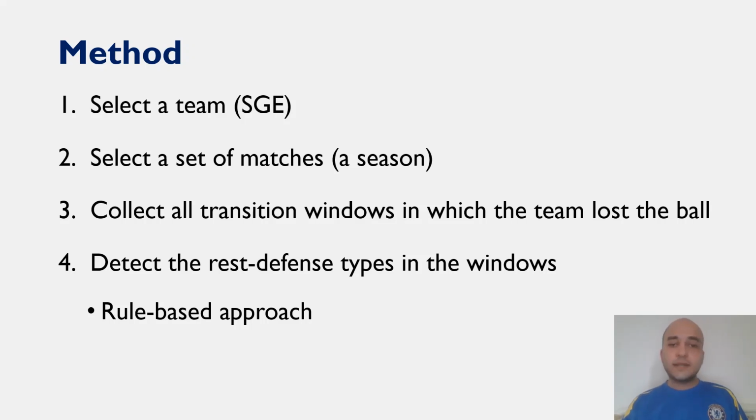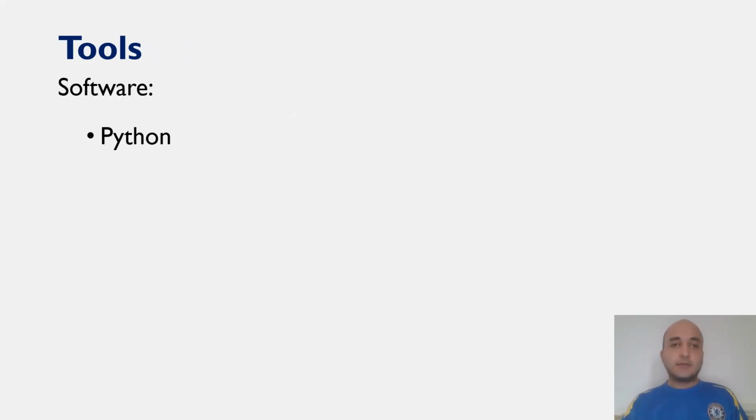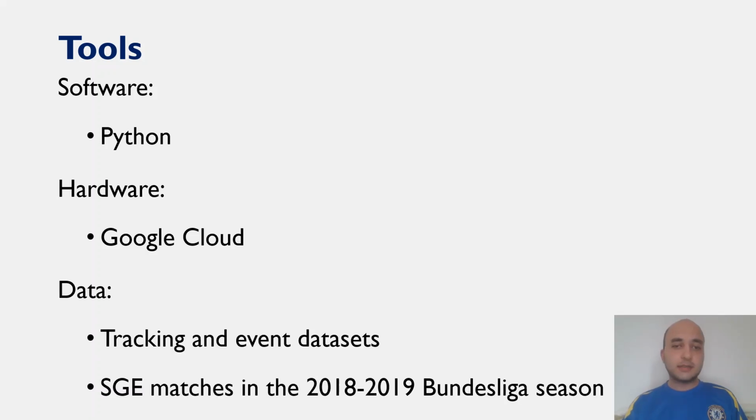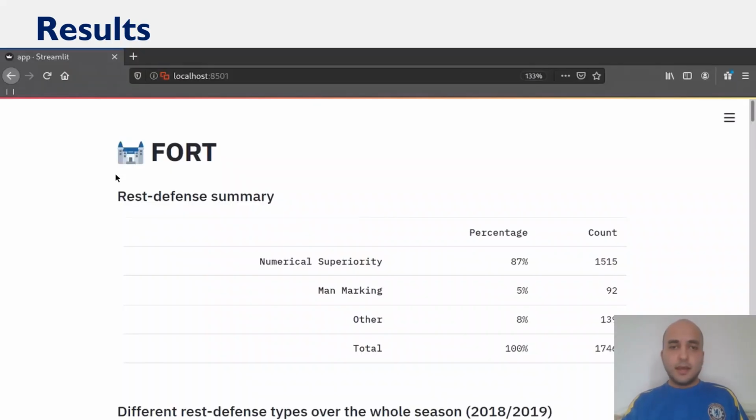And we took a rule-based approach. We have developed a tool in Python, which we called Fort. We used Google Cloud for the computations. And we used the tracking and event data of the 2018-2019 Bundesliga season and the matches that Eintracht Frankfurt had. And here we can see the tool.